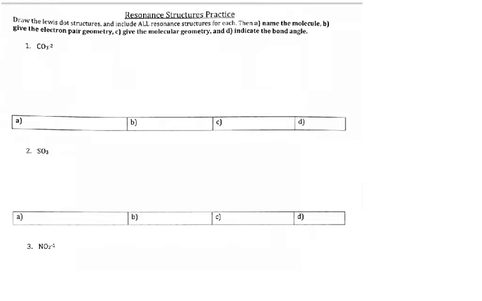So in order to know if it's going to have a resonance structure, the first thing you have to do is draw a Lewis structure. So that's what I'm going to start with. In the directions it says, draw the Lewis structure and then include all resonance structures. And then we'll go through and name the molecule, give the electron pair geometry, the molecular geometry, which again, molecular geometry is the shape. And then we're going to indicate a bond angle.